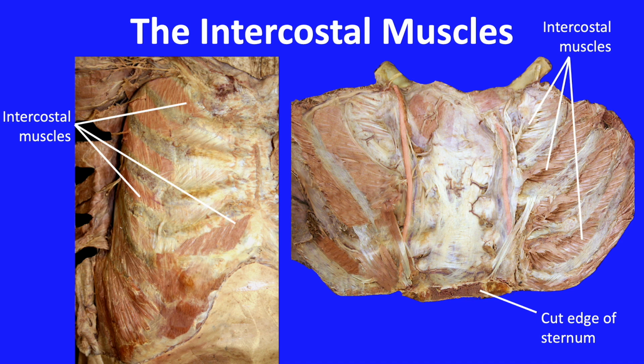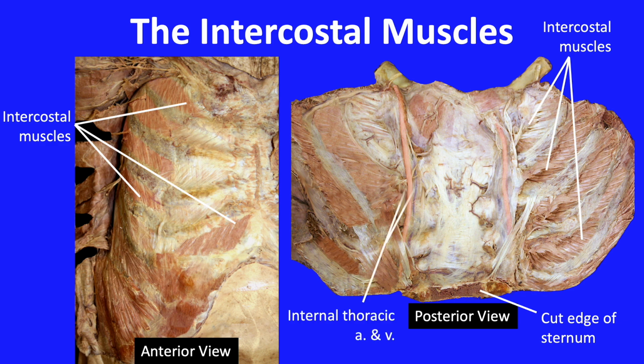And yes, they look just like short ribs because short ribs are intercostal muscles. On the left panel, we see the muscles as they appear on an anterior view of the ribs. And on the right panel, we see the intercostal muscles as if we were looking at the ribs from behind. The large vessels you see running just parallel to the sternum are the internal thoracic arteries.